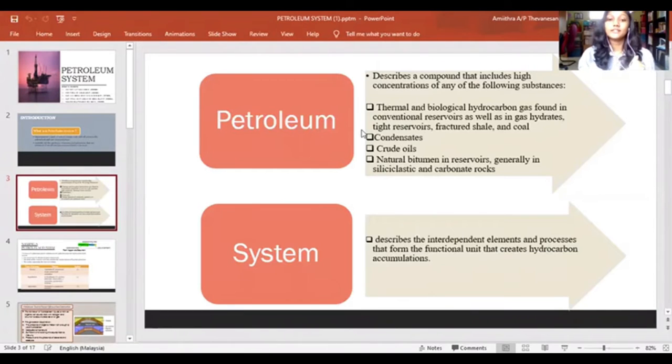And a system, like what I said just now, describes the interdependent elements, the geological elements, and also processes, which will form the functional unit. That means it will form the hydrocarbon accumulation when you combine your geological elements and also processes.